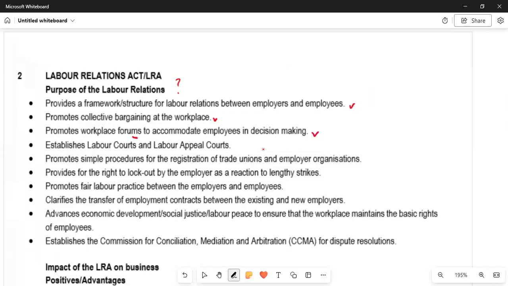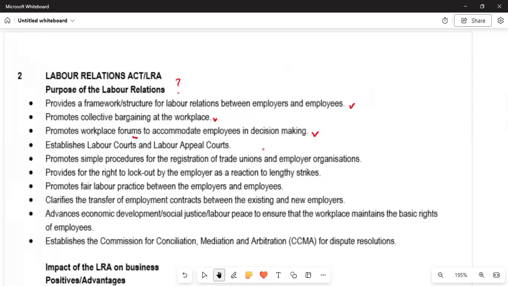Whenever you see this act, know that there is what you call collective bargaining, which is employers' association and trade unions. There is what you call workplace forums. That is a committee that is representing the employees in the workplace, if ever they have some decisions that they want to make. Also, this act enables cause of labor costs as well as labor appeal costs.